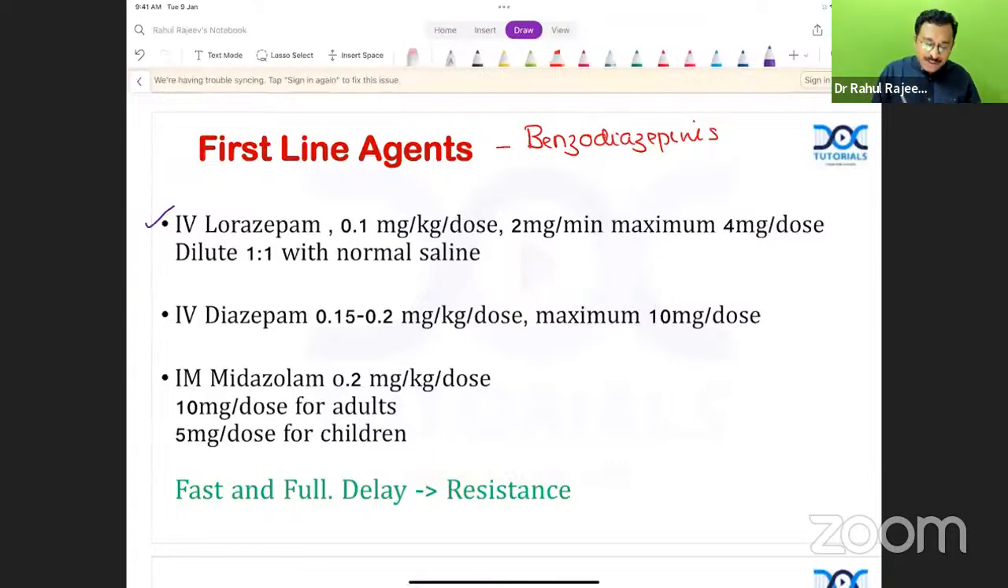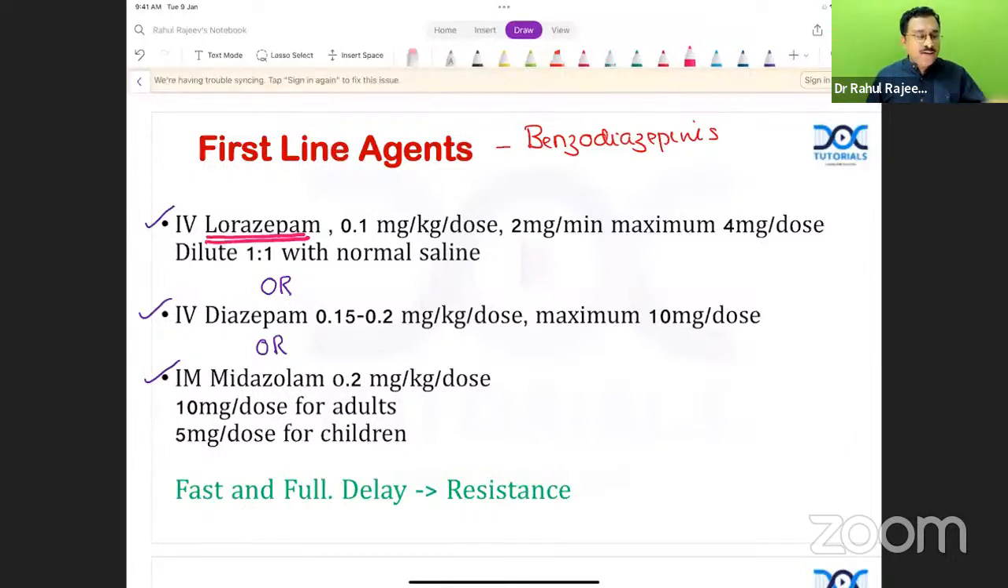Another option is to go for an IV diazepam at a dose of 0.15 to 0.2 mg per kg per dose, and the maximum is 10 mg per dose. You can also go for intramuscular midazolam because sometimes getting an IV access may actually cause some trouble, especially in obese patients. So you might have to give an intramuscular midazolam to abort the seizure, and it is given at a dose of 0.2 mg per kg per dose. For adults, roughly the dose is 10 milligram per dose, and for children, 5 milligram per dose. Out of all these agents, usually the preferred one is intravenous lorazepam. You can even use the others, but the trials slightly favor lorazepam over the other agents.